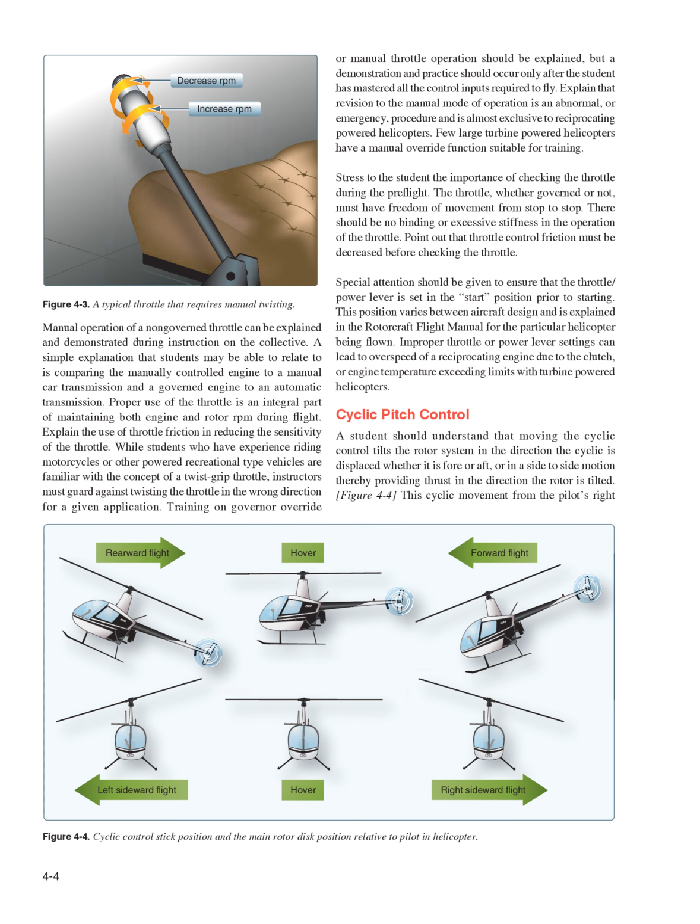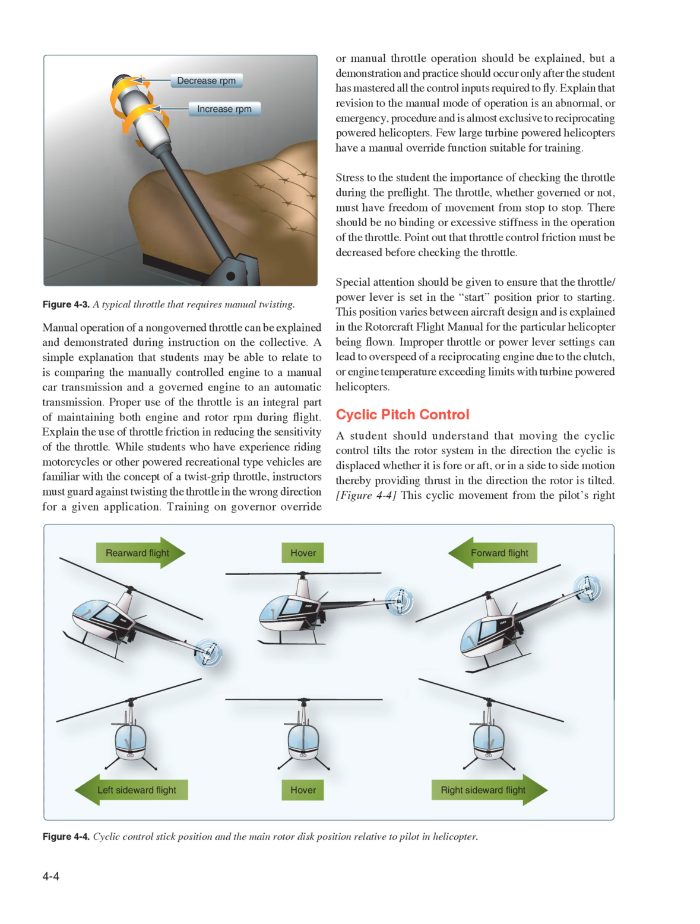Special attention should be given to ensure that the throttle or power lever is set in the start position prior to starting. This position varies between aircraft design and is explained in the rotorcraft flight manual for the particular helicopter being flown. Improper throttle or power lever settings can lead to overspeed of a reciprocating engine due to the clutch, or engine temperature exceeding limits with turbine-powered helicopters.